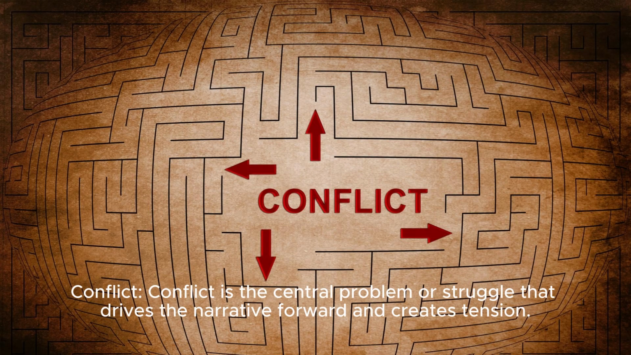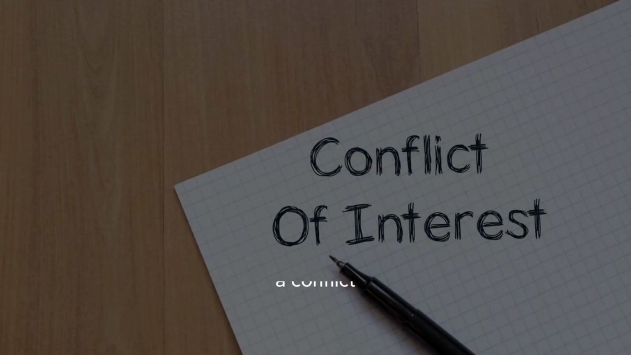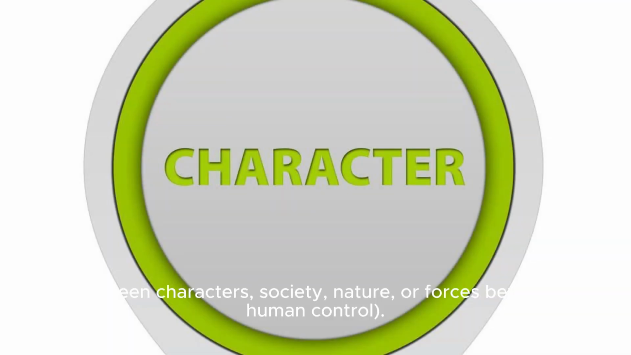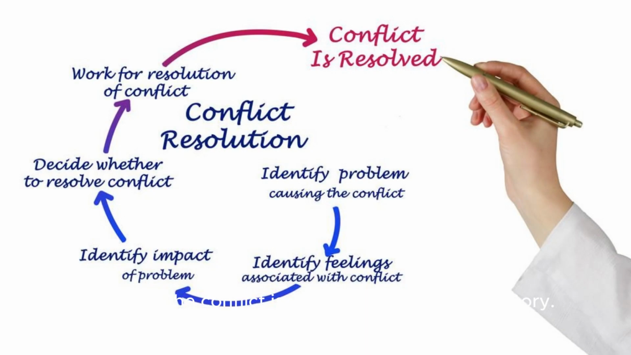Conflict. Conflict is the central problem or struggle that drives the narrative forward and creates tension. It can be internal (a character's inner conflict) or external (a conflict between characters, society, nature, or forces beyond human control). Resolving the conflict is often a key focus of the story.